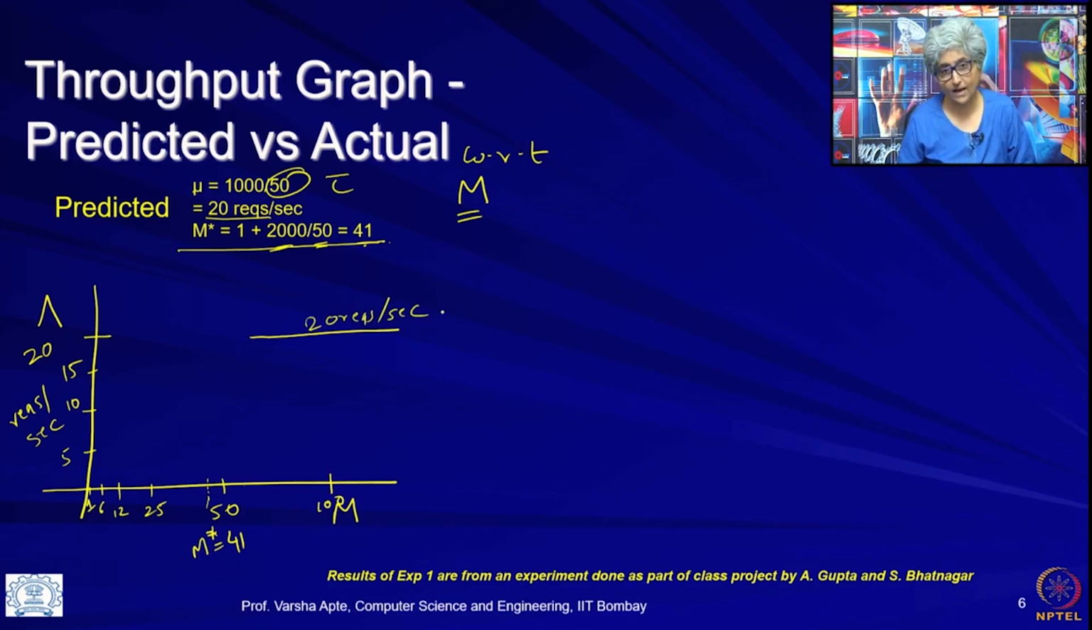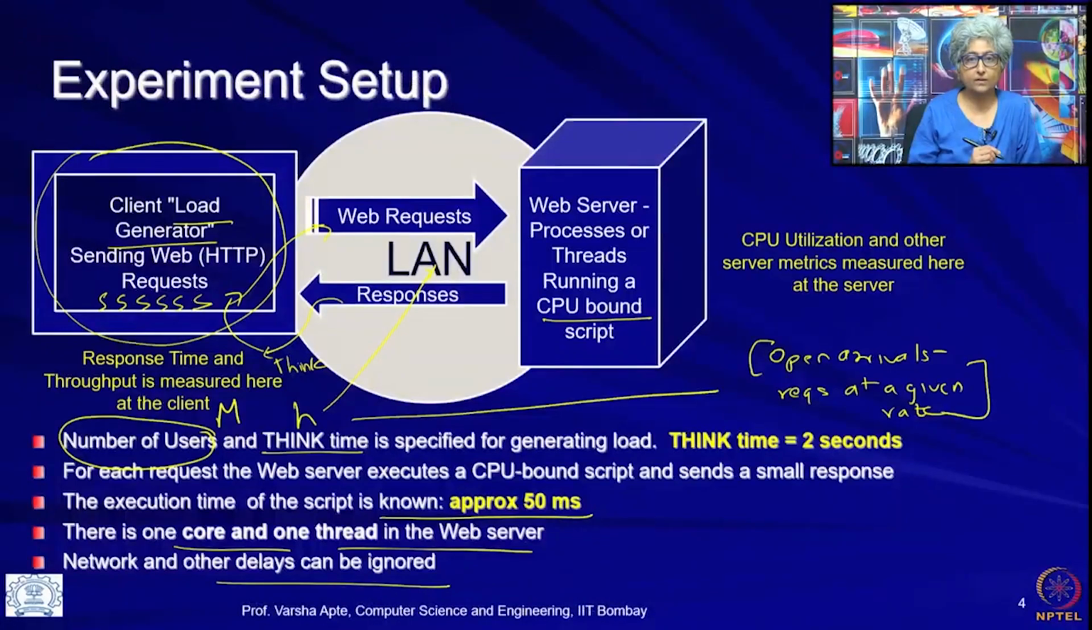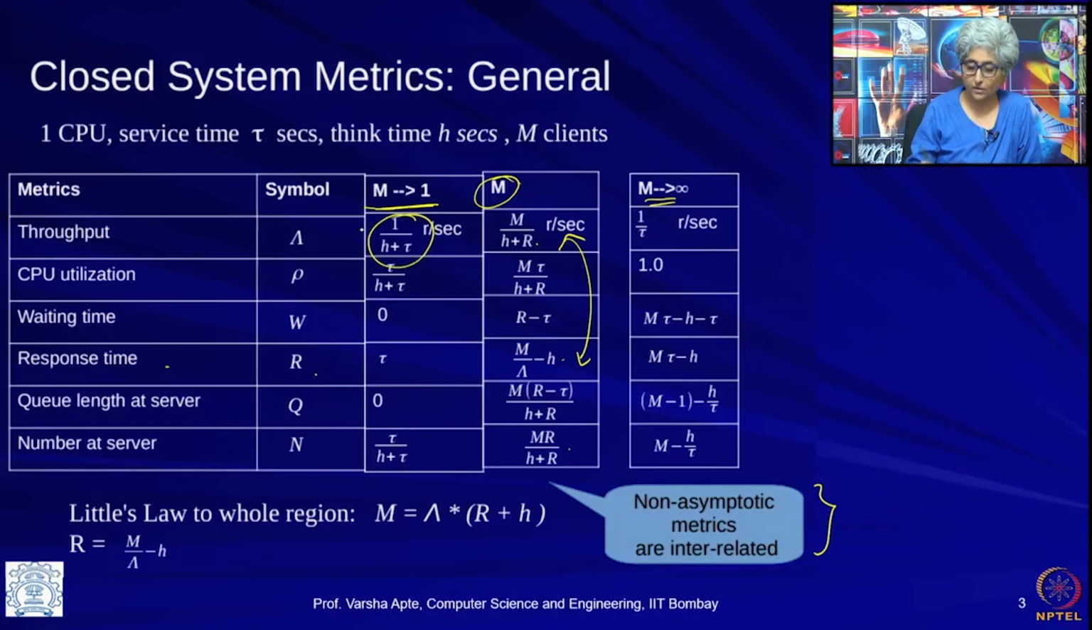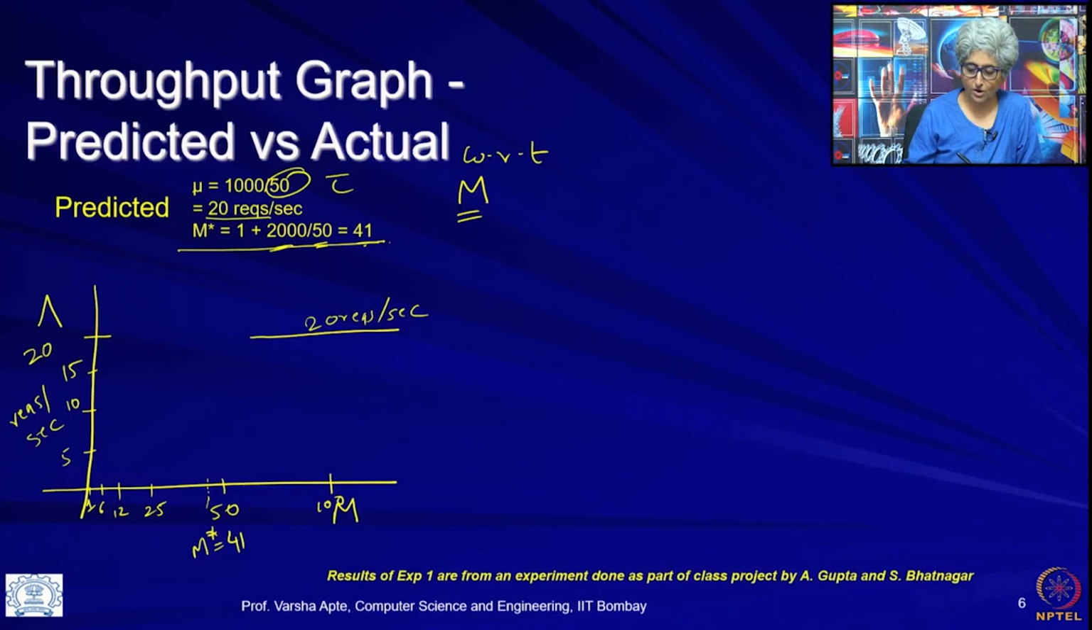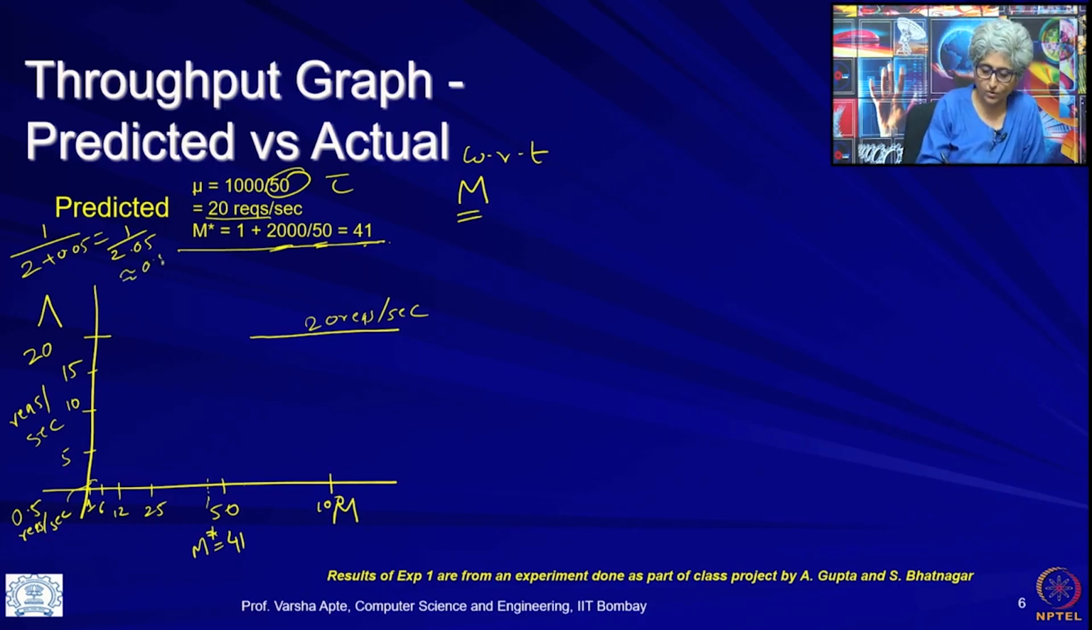We also know the throughput at the low load asymptote, right? Remember, we know this is 1 over h plus tau. So, what is 1 over h plus tau here? It is 1 over h is 2 plus 0.05. So, 1 over 2.05, which is almost around 1 over 2. So, 0.5, right. Here we can say that the value at 1 is going to be around 0.5 requests per second. 1 over 2.05 is almost going to be equal to 0.5.